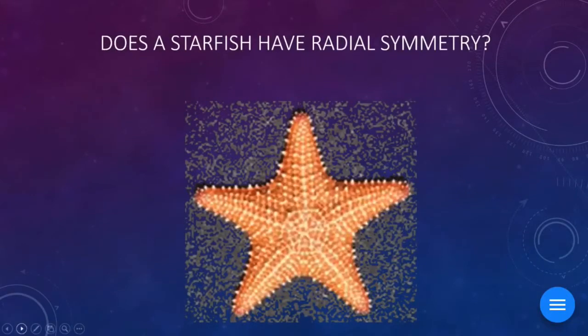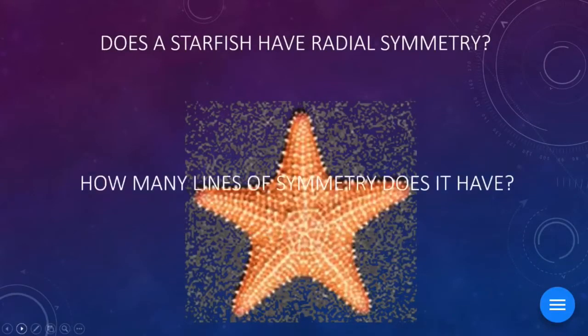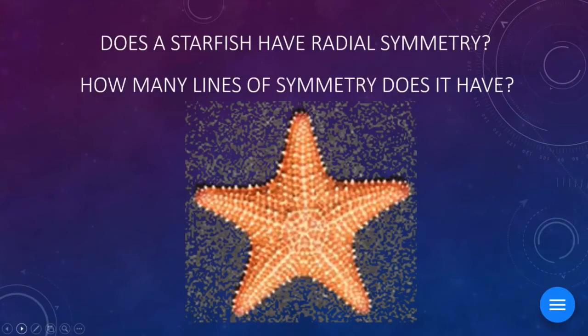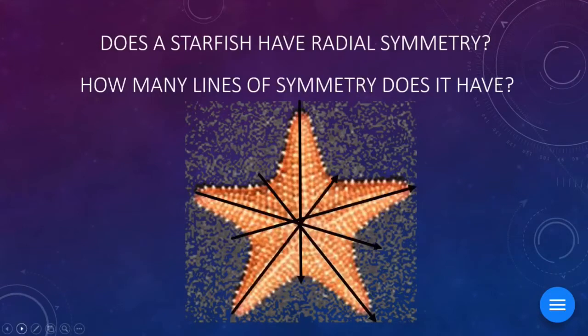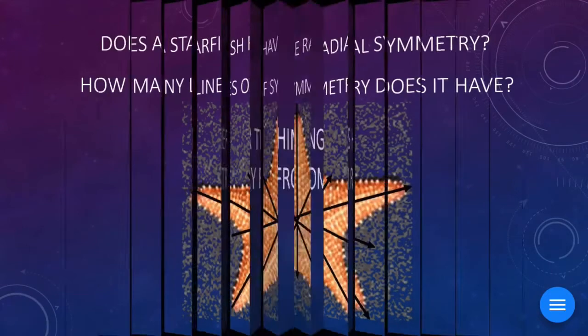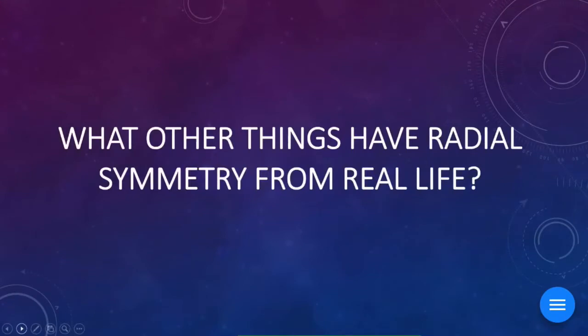Does a starfish have radial symmetry? It does. How many lines of symmetry does it have? Count with me. 1, 2, 3, 4, and 5. What other things have radial symmetry from real life? Think about what things you've seen, maybe some things in your house.